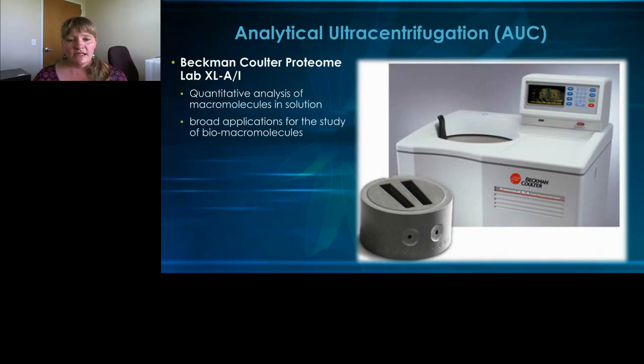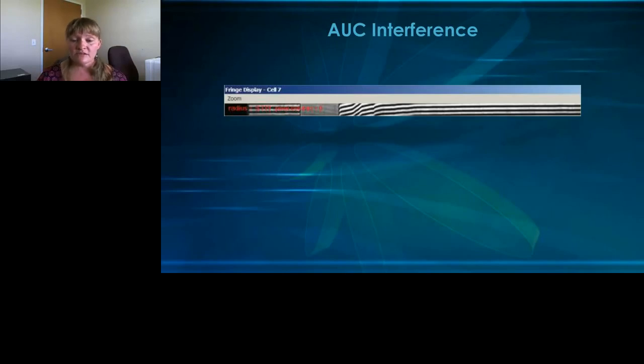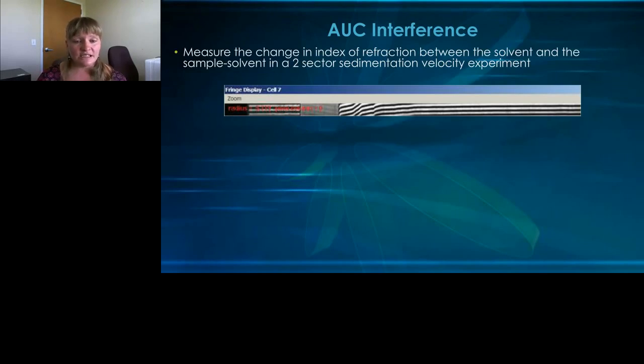This is an image of the inside of an AUC cell, where we put the reference and your solvent. And you actually measure how this particular sample, compared to its solvent, is sedimenting. There are 2 different methods for analytical measurement on the AUC: interference and absorbance. The interference module measures the change in index of refraction between the solvent and the sample solvent in a 2-sector sedimentation velocity experiment.